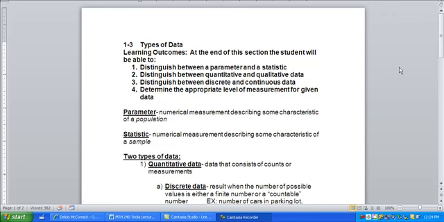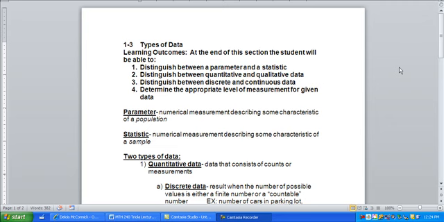Today we're taking a look at section 1-3 on types of data. Our learning outcomes are as follows. We should be able to distinguish between a parameter and a statistic. We should be able to distinguish between quantitative and qualitative data. We also should be able to distinguish between discrete and continuous data. And we should be able to determine the appropriate level of measurement for given data.